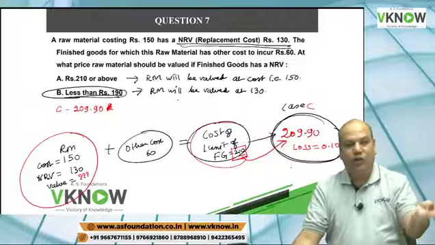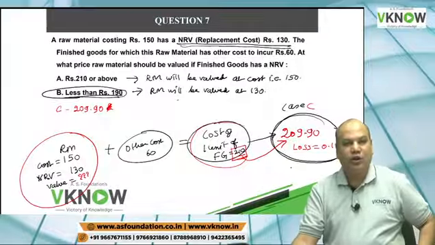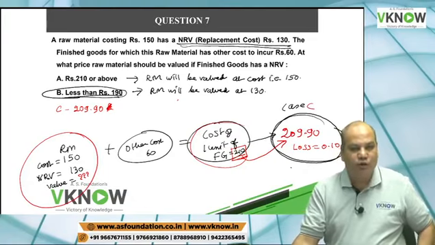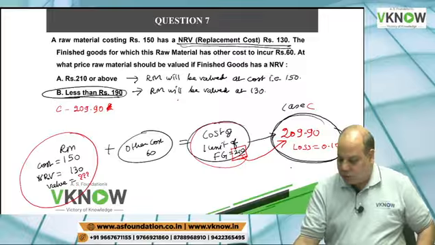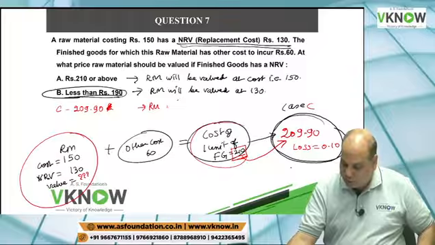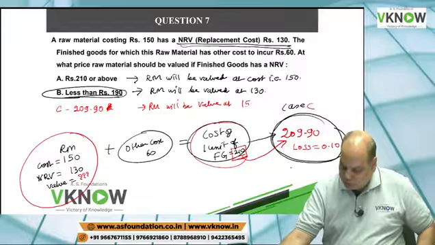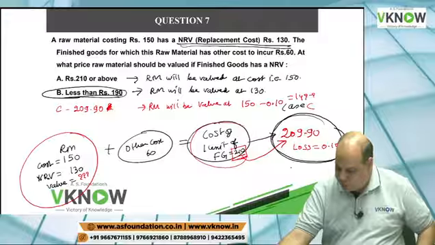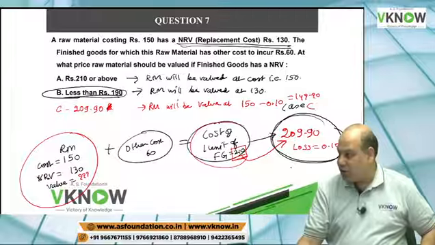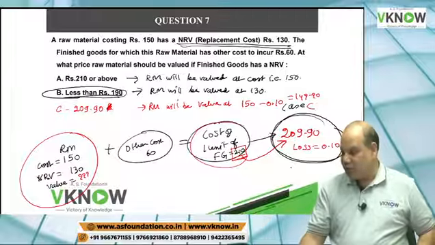For 10 paise loss in finished goods, do you think I will reduce the value of the raw material by 20 rupees? The answer is no. So the answer for this question would be raw material will be valued at 150 minus 0.10 loss that cannot be recovered. So 149.90. Kunal is right. 149.90 is right.